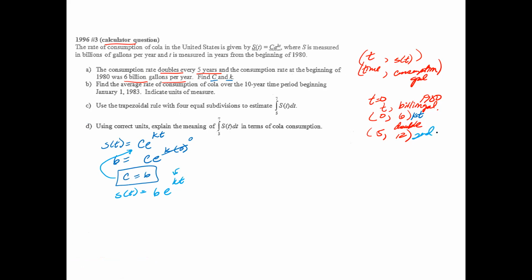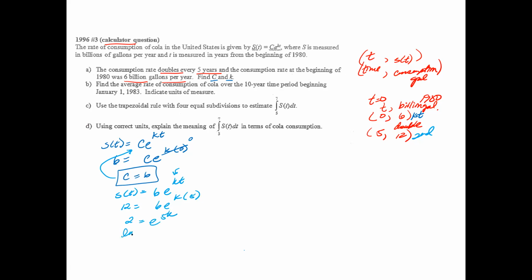So that's when I use a second equation. So 12 equals 6e to the K times 5, because in 5 years, the gallon doubles. And so here you're going to use your calculator. 12 divided by 6 is going to be a 2.